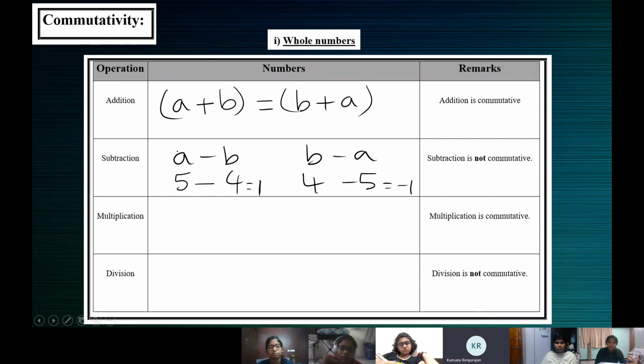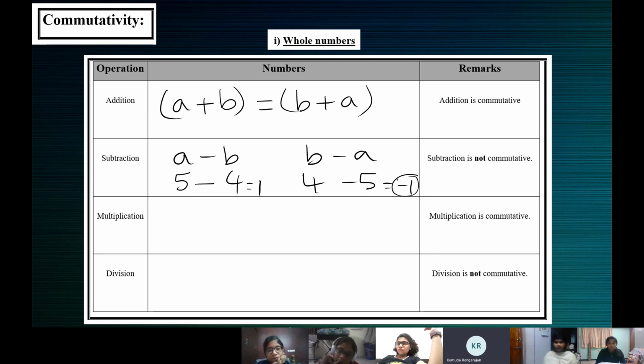Whole numbers, we'll do it slowly. A and B are two whole numbers. Commutative means any order: A, B, B, A. We are trying to check if A minus B and B minus A will always be the same, where A and B are whole numbers. If you take 5 and 4, 5 minus 4 is 1, but 4 minus 5 is minus 1. The answer is not the same.